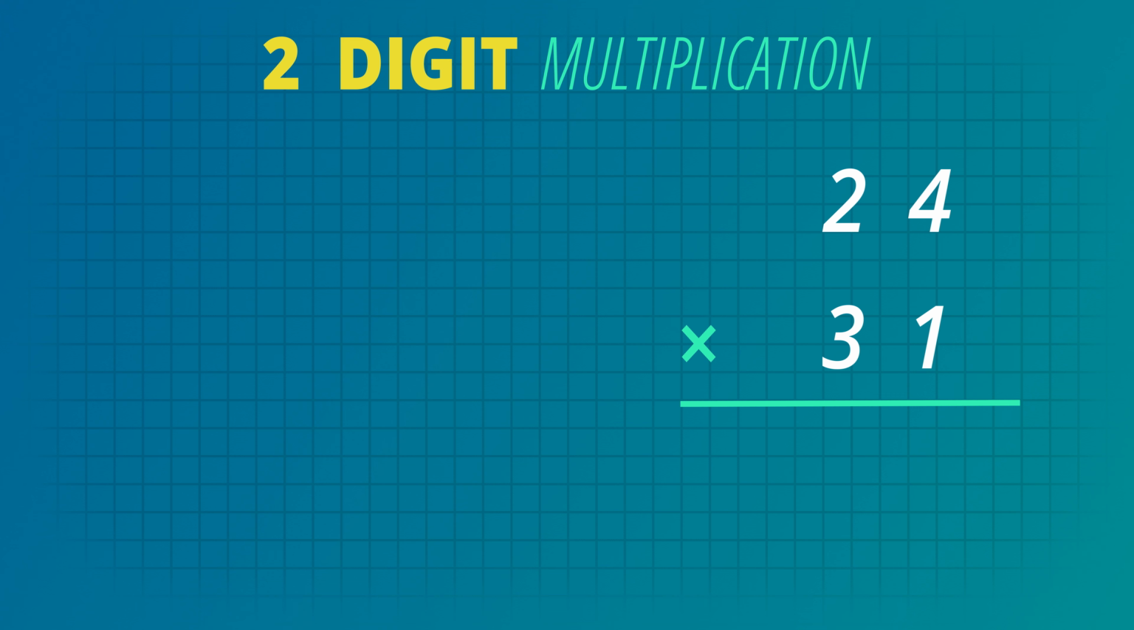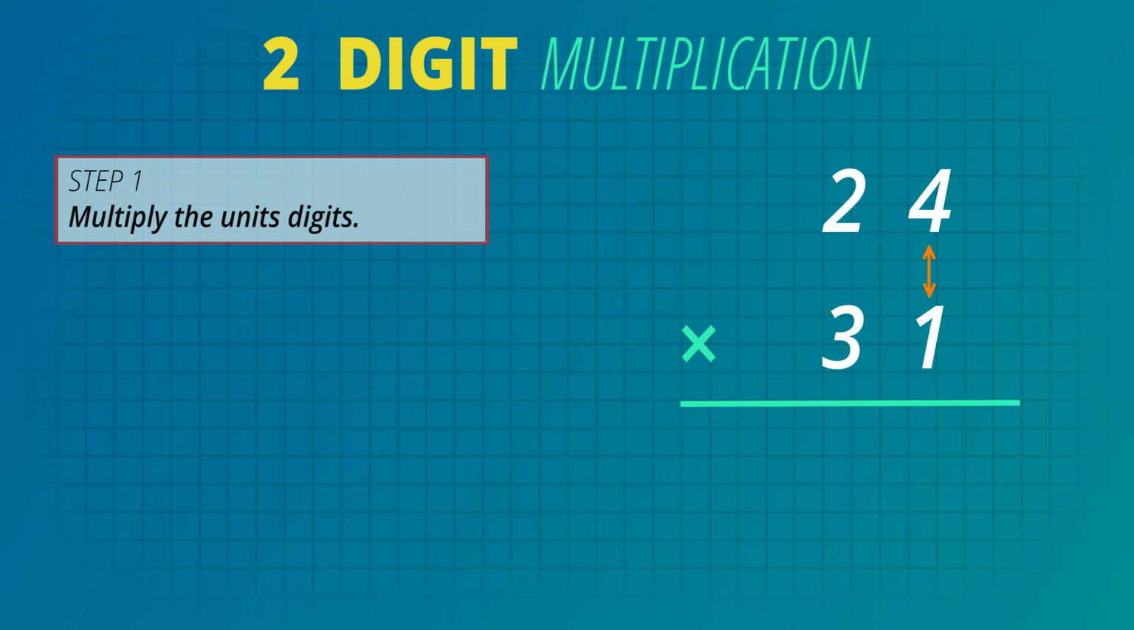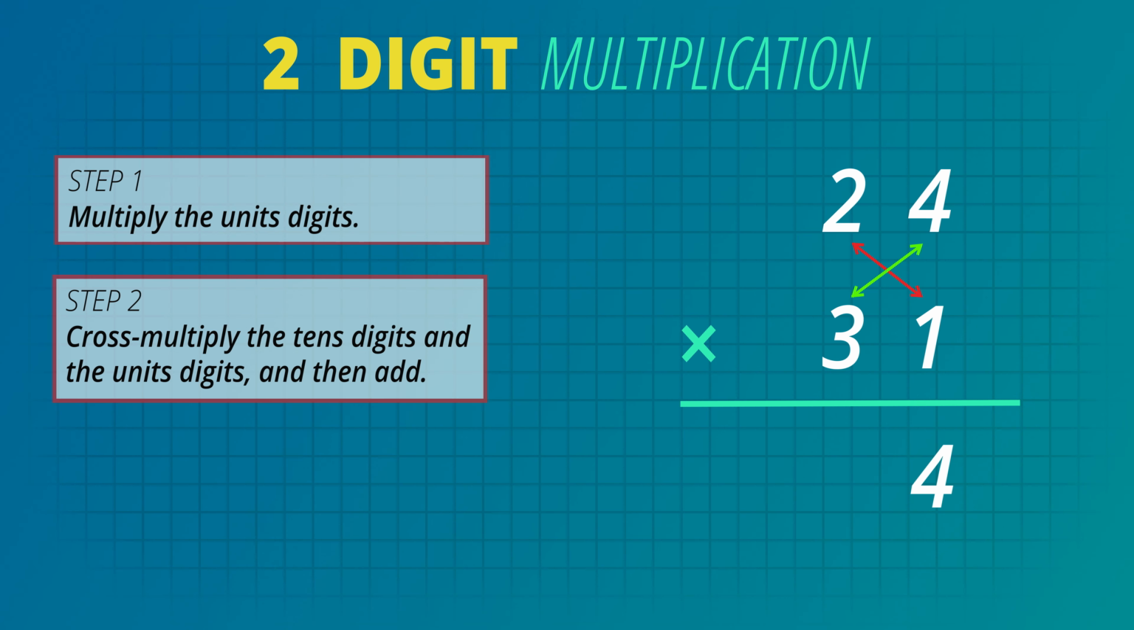In the second example, let's multiply 24 by 31. First, multiply the units digits. That's 4 times 1, which is 4. Write 4 in the answer. Second, we cross-multiply the digits in both the tens and the units, and then add. 2 times 1 is 2. 3 times 4 is 12. Now add 2 and 12, which is 14. Write 4 in the answer and carry the 1 over to the next step.